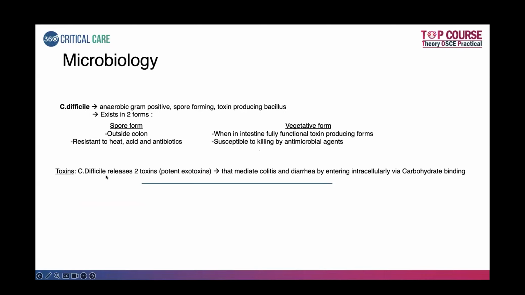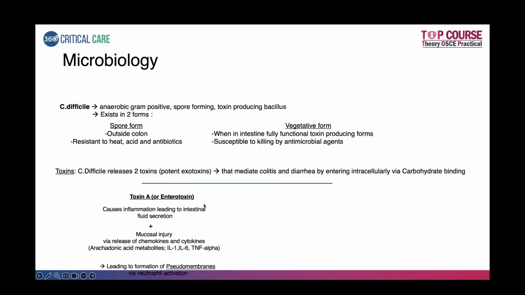So the toxins: C. difficile produces two toxins that mediate colitis and diarrhea by entering intracellularly via carbohydrate binding. Toxin A, or enterotoxin, causes inflammation leading to intestinal fluid secretion plus mucosal injury via release of chemokines and cytokines, that is arachidonic acid metabolites, IL-1, IL-6, and TNF-alpha, leading to formation of pseudomembranes via neutrophil activation. So this is about toxin A.